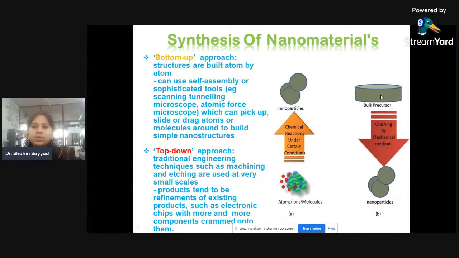So though it is a very simple method, but there is lots of wastage. And bottom-up approach, atom by atom, control every parameter as well as it is time-consuming.